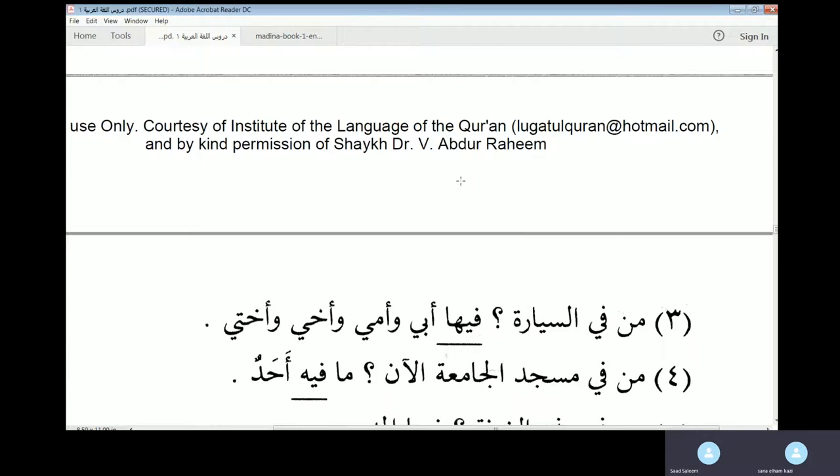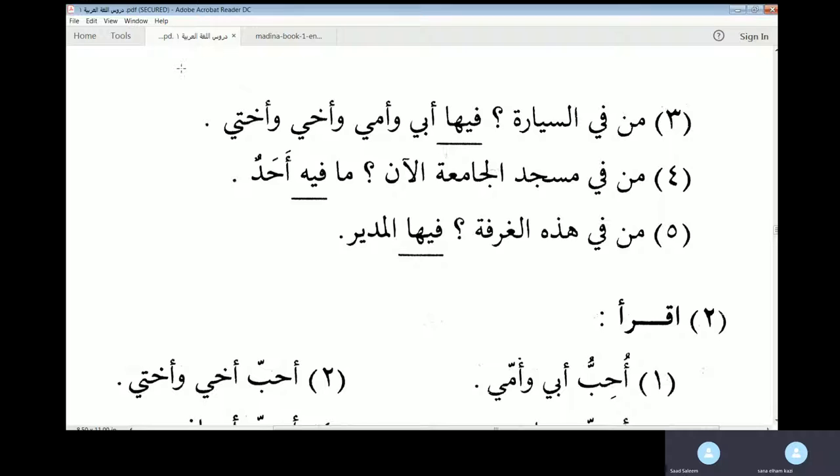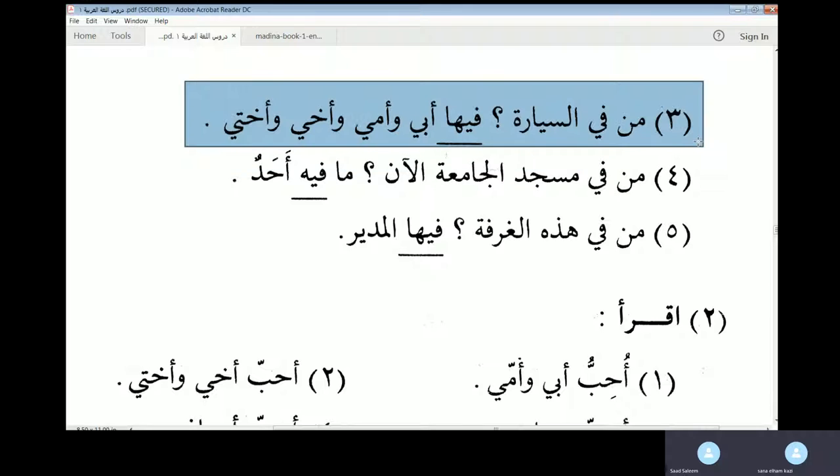Man fis sayarati? Who is in the car? Fiha abi wa ummi wa akhi wa ukhti. In it are my mother, my father, my brother and my sister.